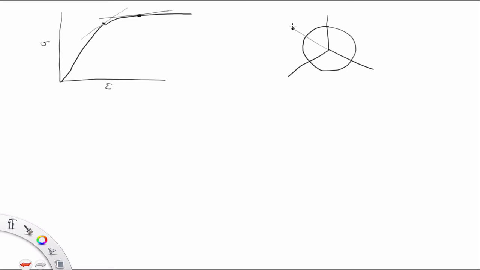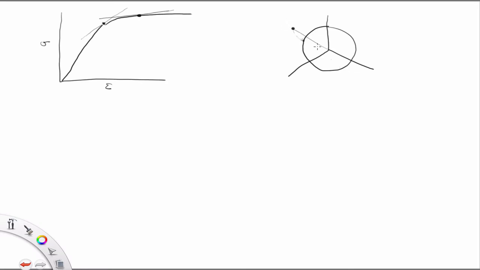So what we're going to do is take a load step and assume that it's completely elastic, okay? And we're going to evaluate ourselves in stress space out here, and then we find that we're outside the yield surface, and that's not valid. Remember, the state of stress is either on the yield surface or it's inside it. And so we have to return ourselves to the yield surface.